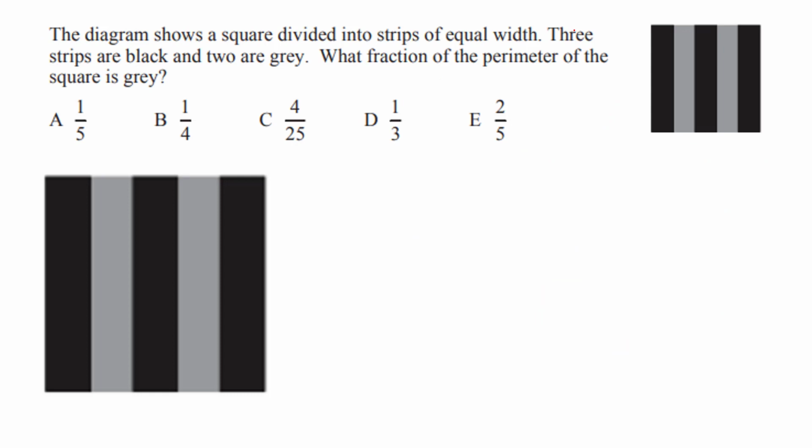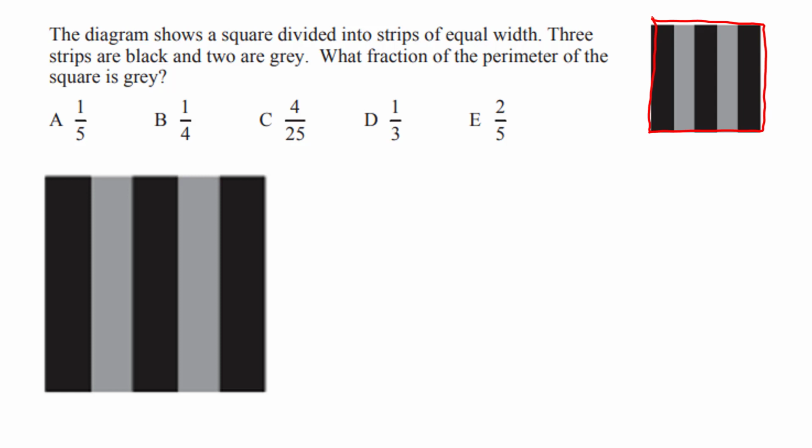Okay, this diagram shows a square divided into strips of equal widths. 3 strips are black, 2 are grey. What fraction of the perimeter, so we're looking at the outside of this shape, is grey? So, try yourself.